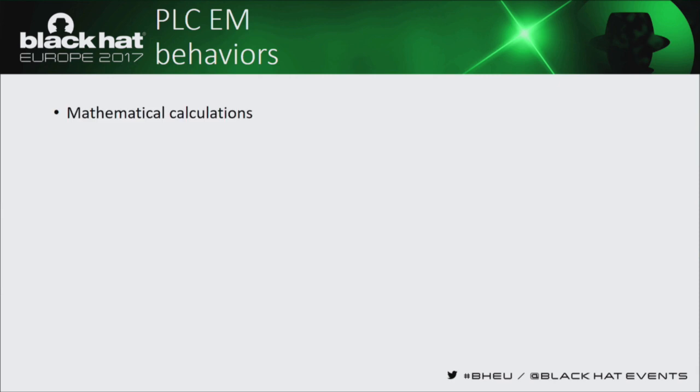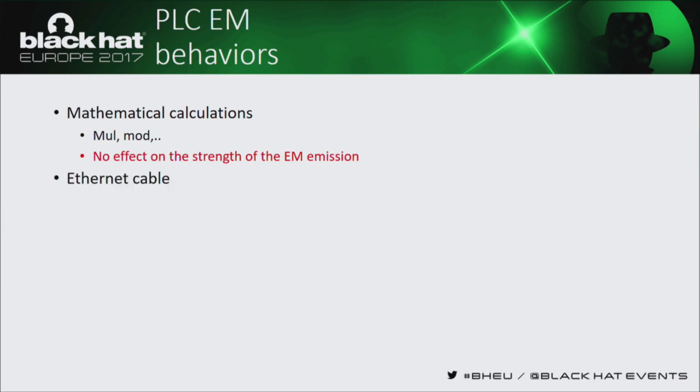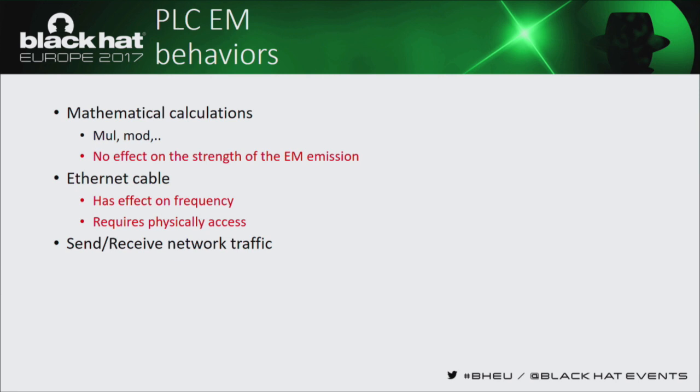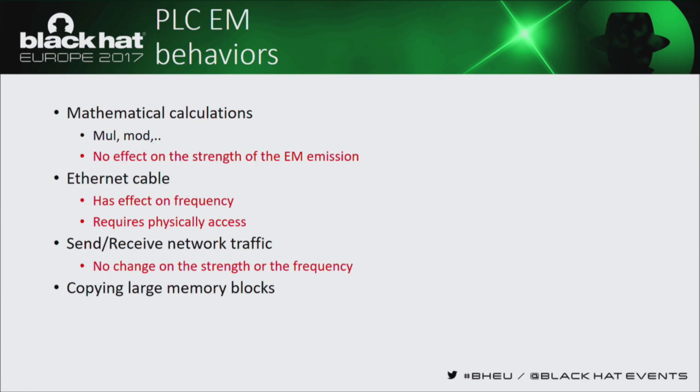Our first attempt was to perform some mathematical calculations. We were multiplying numbers, doing mods, some trigonometric functions. This had no effect. We kept seeing the same frequencies all the time. Our next attempt was to connect an Ethernet cable to the PLC, and this showed a change, but this is obviously not good because it requires physical access, but we saw that a change is possible. Next, we tried sending traffic. We were sending packets, receiving packets, trying to see if this causes some kind of change, but this didn't work as well. What turned out to work is copying large buffers of memory.